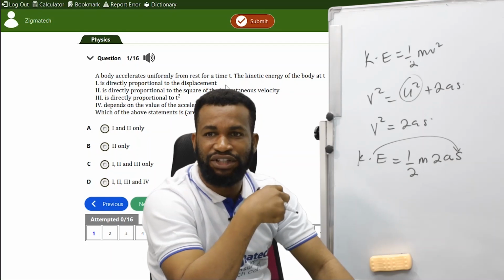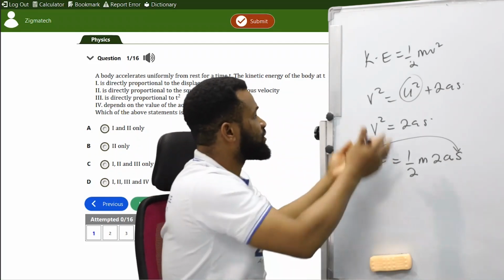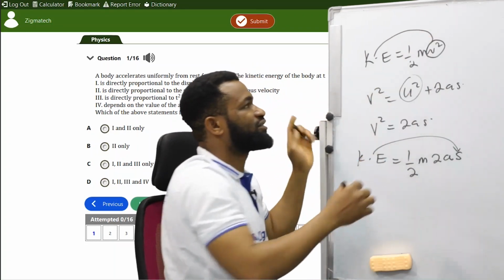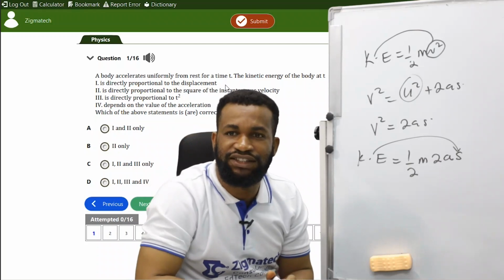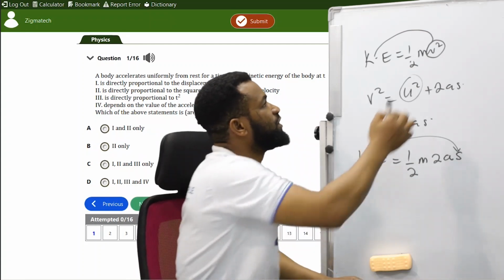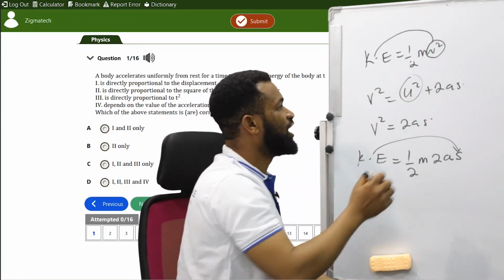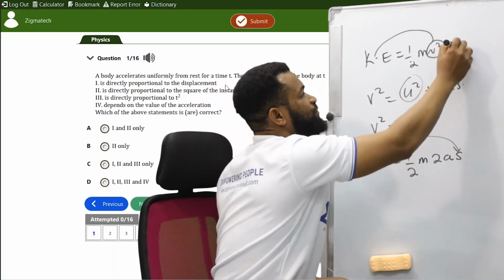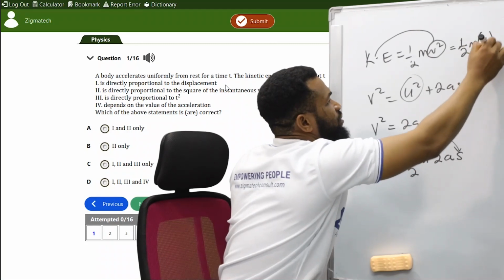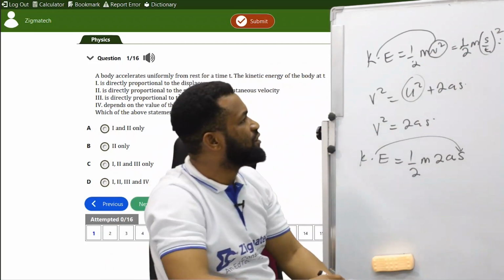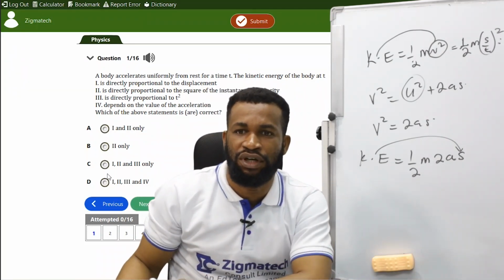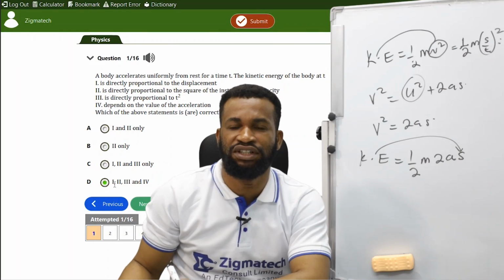Is it directly proportional to the square of the instantaneous velocity? Of course. Look at this here: kinetic energy is directly proportional to the instantaneous velocity square. Then, is it directly proportional to t square? Yes, of course. If I remove this v and replace it with displacement over time, I'm going to have 1 over 2 m s per t. In fact, I'm going to choose 1, 2, 3, so option D is my best option.